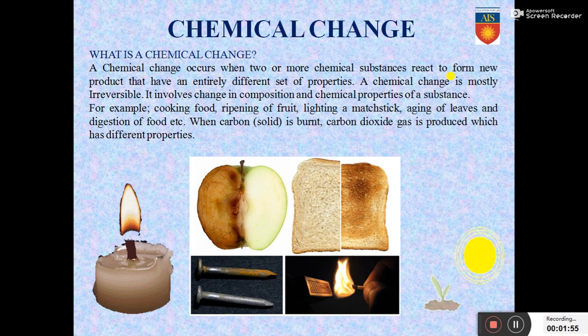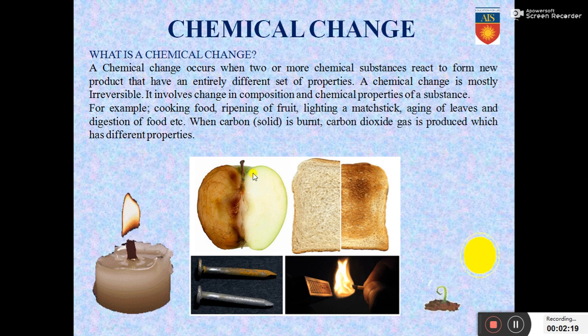Cooking food, ripening of fruit, lightening a matchstick, aging and falling of leaves, digestion of food, all of these are examples of chemical changes. When carbon, which is actually a solid substance, is burned, carbon dioxide gas is produced, which is a gas. Hence, they have different properties.